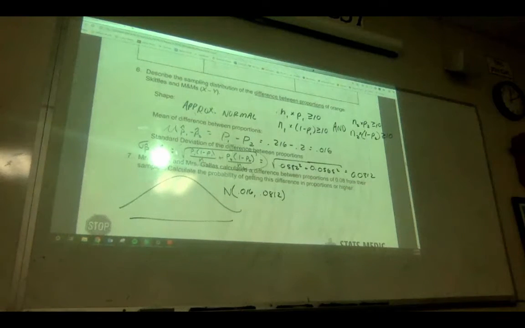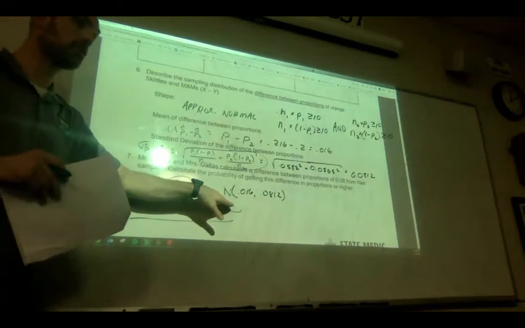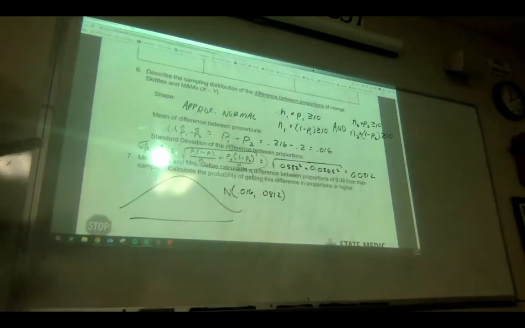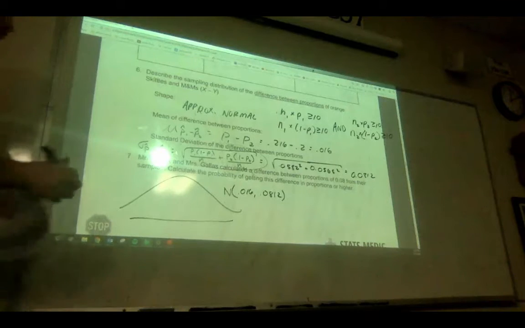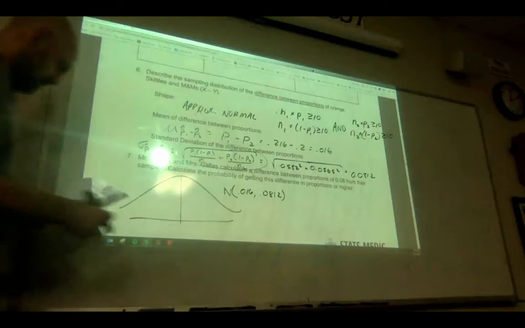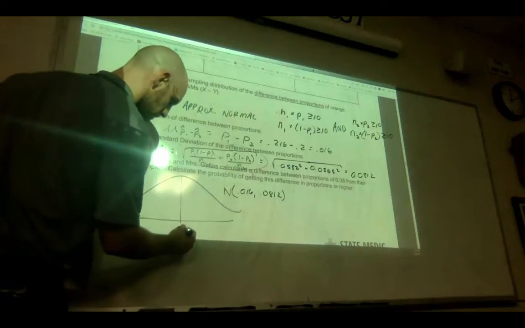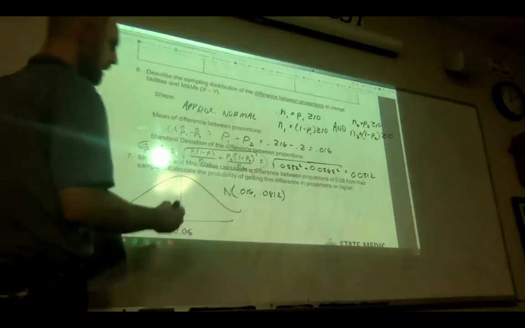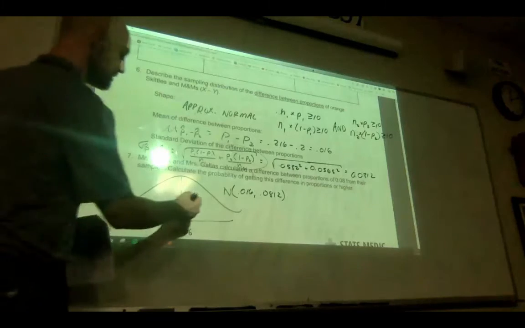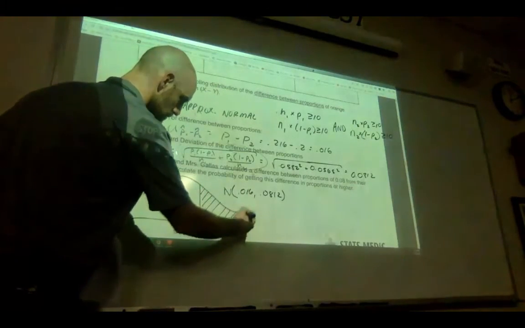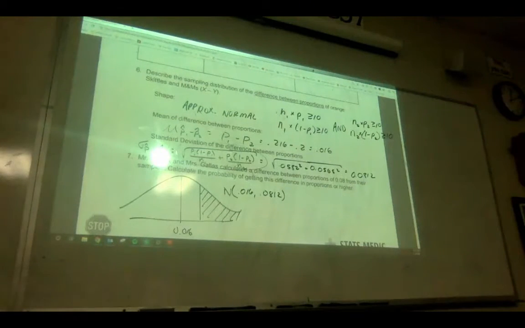On the AP test, we want to be sure to draw this. We want to be sure to sketch, labeling it normal, having shown the conditions, and use your mean and standard deviation. Well, what they're saying is, what's in the middle here? 0.016. And what they got was 0.08 or higher. So they got 0.08, but we're calculating that or higher. So we sketch.